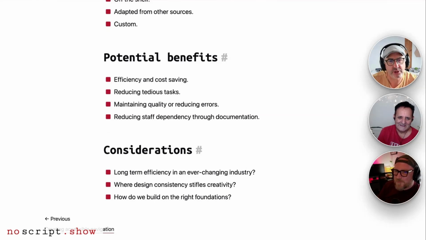That's absolutely fine. So a couple of sections we've got left: potential benefits and finally considerations. The potential benefits have been listed out as follows. I'll just read them out, and then you can explore them. Four things Dave has listed: efficiency and cost saving, reducing tedious tasks, maintaining quality or reducing errors, and finally reducing staff dependency through documentation. I suppose they're all fairly self-explanatory, but do we want to open those up?